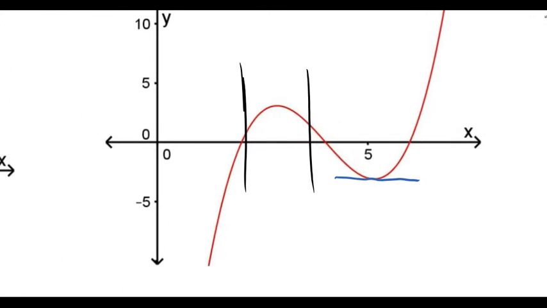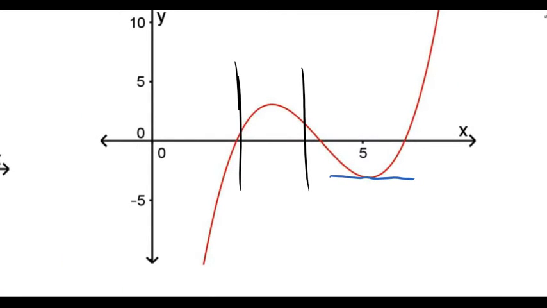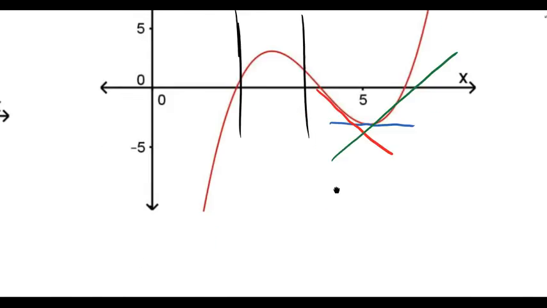And then alternatively, if the slope right before is negative and then the slope right after is positive and the slope is 0 at the point, then it's a local minimum. Does that make sense? Can you visualize that? Okay, so let's add that.